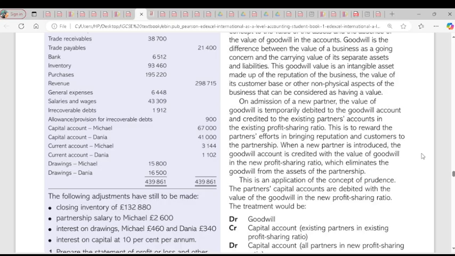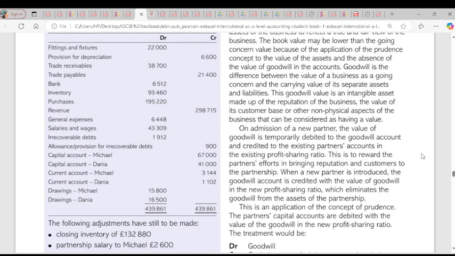Did you get it here? So we have 93,460 plus 195,220 for purchases. It gives us 288,680. You take away your closing inventory, which is 132,880. So we have 155,800. So revenue, which is 298,715, you take away 155,800. That gives us our gross profit. So the gross profit for Michael and Daniel is 142,915.